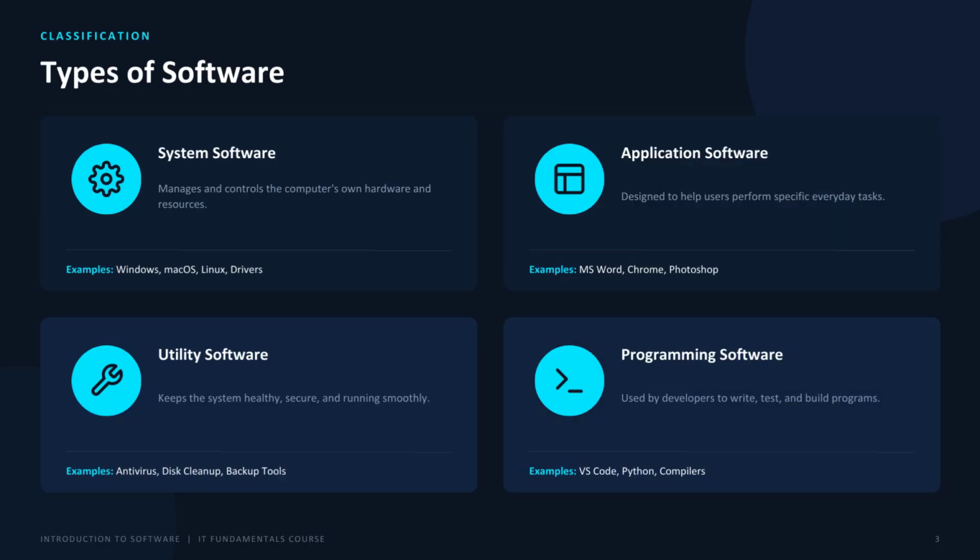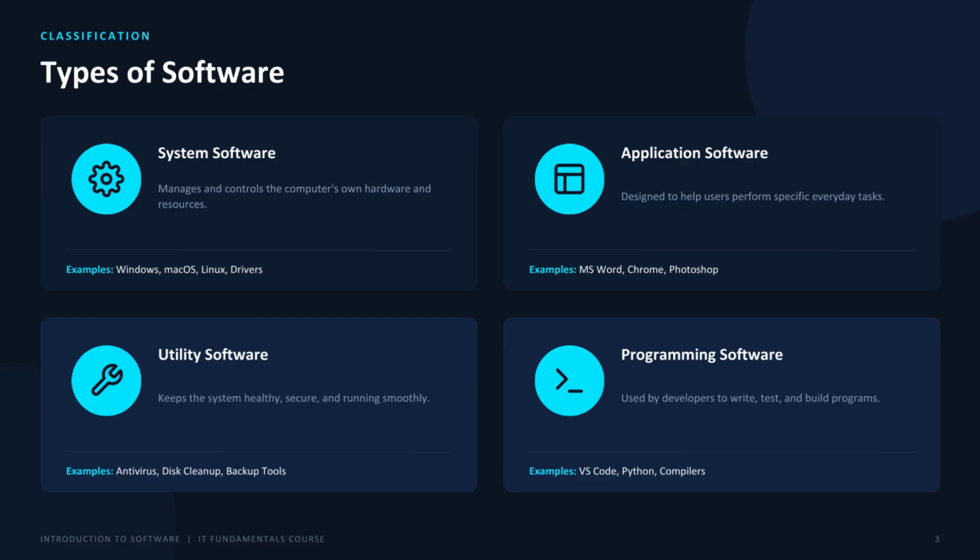Classification. Types of software. System software manages and controls the computer's own hardware and resources. Application software is designed to help users perform specific everyday tasks. Example: Windows, Mac OS, Linux, drivers. Example: MS Word, Chrome, Photoshop.